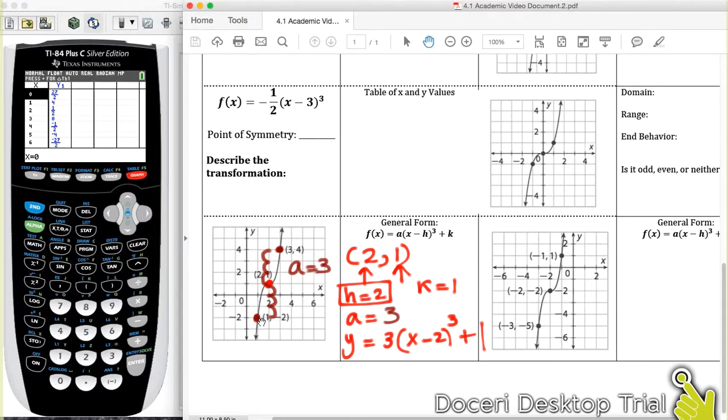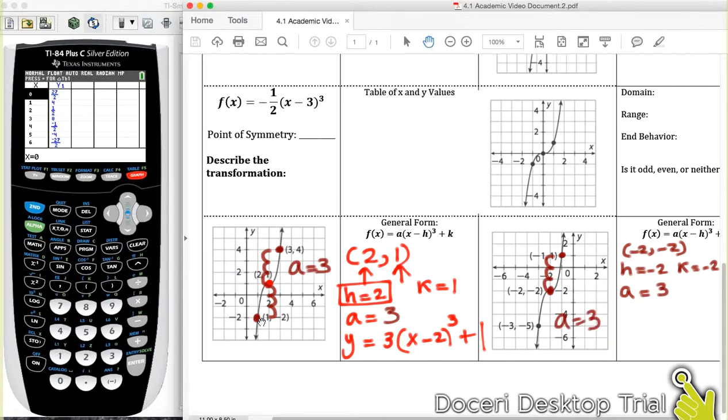Now let's move on to the second one. The point of symmetry in this case is (-2, -2). That means my h is negative 2 and my k is negative 2. To find a, I need to count from the point of symmetry to one of the points on the graph. So let's count. 1, 2, 3. A in this case is 3 as well.